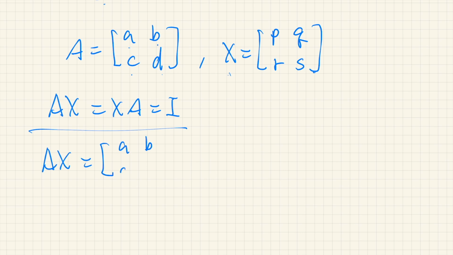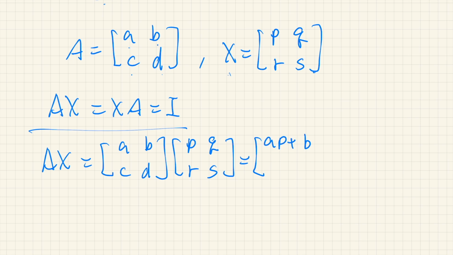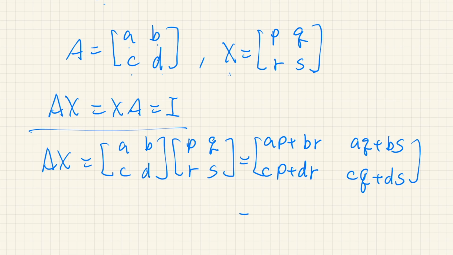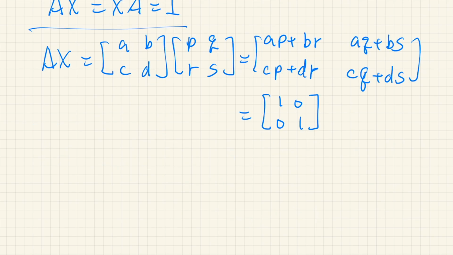So let's calculate AX first. That's [A, B; C, D] times [P, Q; R, S]. That is AP plus BR, AQ plus BS, CP plus DR, and CQ plus DS. And this should be equal to [1, 0; 0, 1]. Let's write this down as a set of simultaneous linear equations.